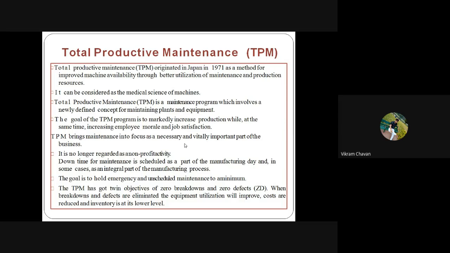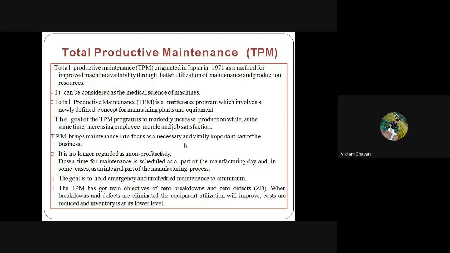Okay, there are two objectives of this particular TPM, total productive maintenance. One objective is zero breakdown, and the second one is zero defect. And when the breakdown and defects are eliminated, the equipment utilization will be improved, costs are reduced, and inventory is at the lowest level. Okay, we can maintain a proper inventory level.